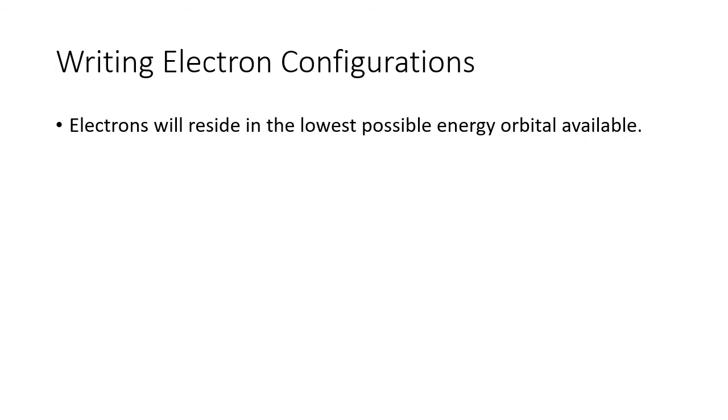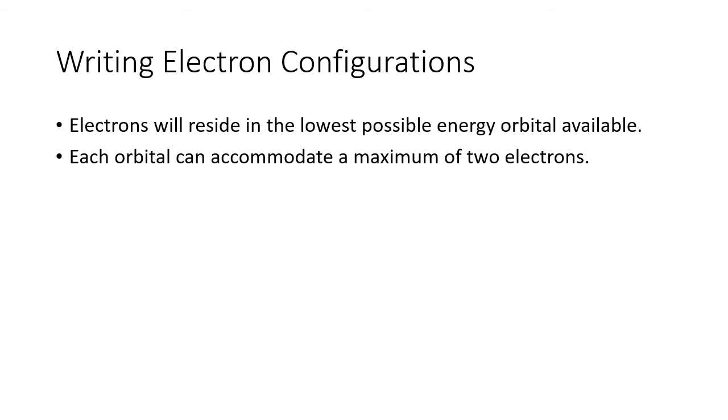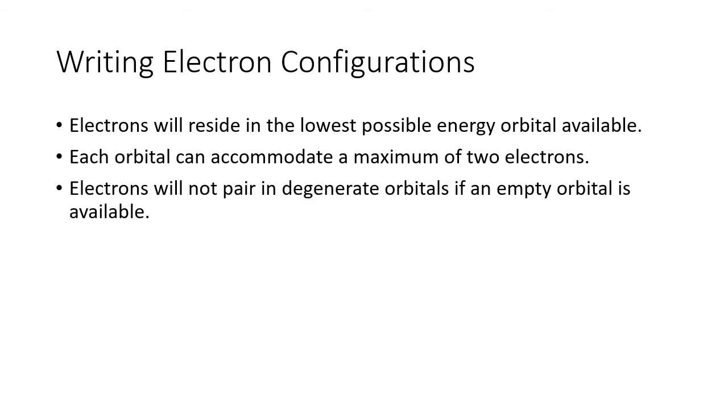We are going to write electron configurations, and there are a few rules and guidelines that will help us. The first guideline or rule states that electrons will reside in the lowest possible energy orbital available. That means that level 1 will get filled before level 2, and level 2 will be filled before level 3. Each orbital can accommodate a maximum of 2 electrons, though sometimes we will think about groups of orbitals where we could have a maximum of 2 electrons, 6 electrons, 10 electrons, or 14, depending on what type of orbital it is.